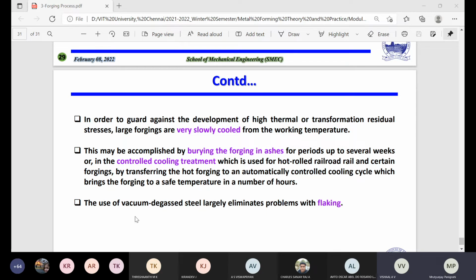Okay, so these are all about the residual stresses. If you have any question, you can ask. Any question?